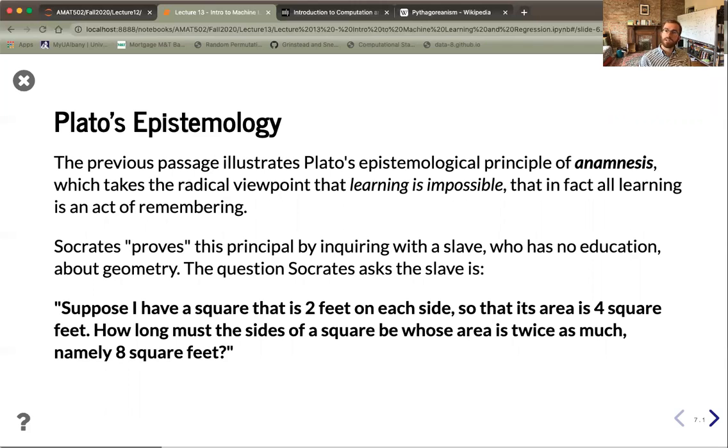And so he's a young kid, has no education, and certainly has no education about Euclidean geometry. And Socrates asks the slave a very interesting question, one which I hope you can answer. And the question is this: suppose I have a square that is 2 feet on each side. So it's a square, so the height and width are the same. They're 2 feet on each side. And he tells us, okay, so the area is 4 square feet. How long must the sides of a square be whose area is twice as much, namely 8 square feet?